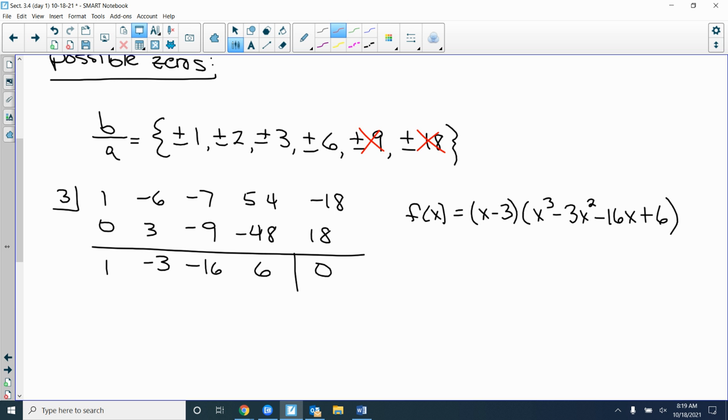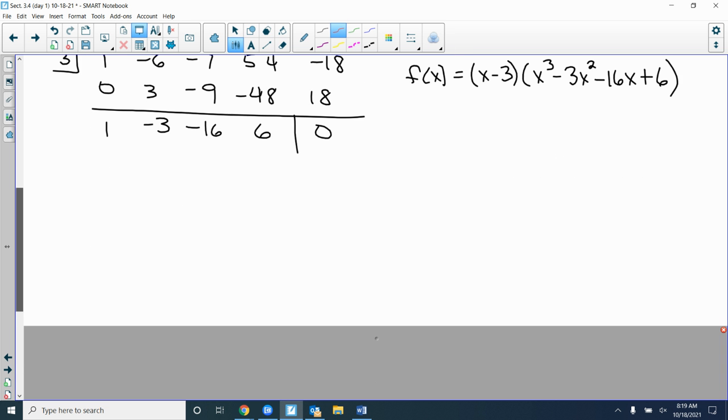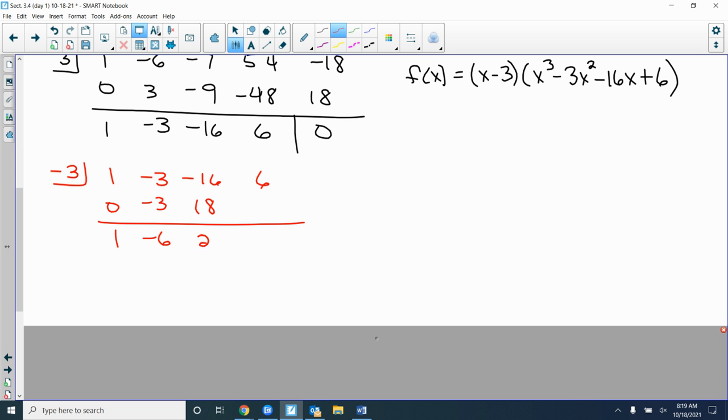All right, try negative 3, just to save some time. I think that's 1, but I'm not 100% positive. Now which one are you going to plug it into? You've got to plug it into this x cubed minus 3x squared. And some people just continue straight down from here after they found the first one, which is fine. So negative 3, and I use 1, negative 3, negative 16, and 6. So it gives me 1, negative 3, negative 6, positive 18, positive 2, negative 6 equals 0.